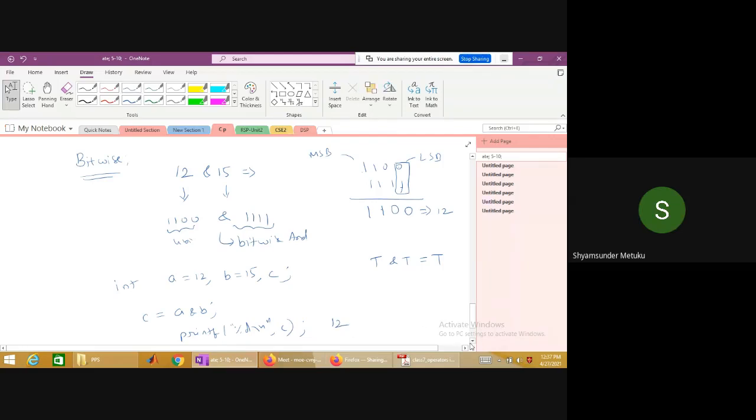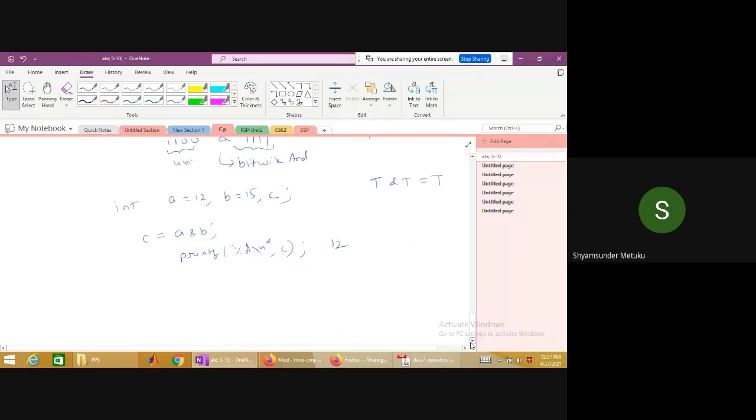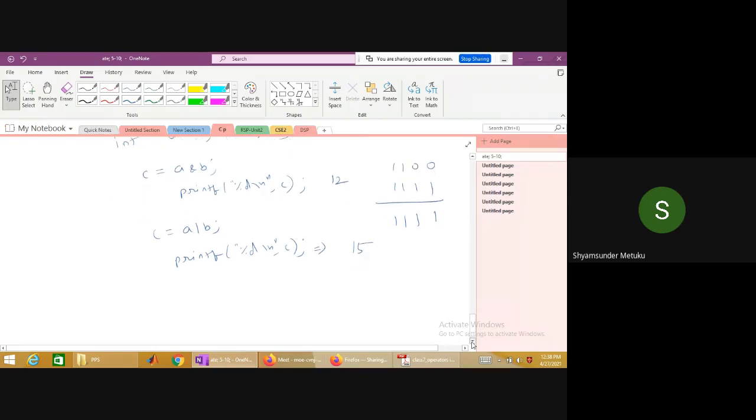Now I'm going to continue with the same one. C is equal to A or B, printf percentile D backslash N C. What is the output? 1100 and 1111, 15. 0 or 1 is 1, 0 or 1 is 1, 1 or 1 is 1, 1 or 1 is 1. So it will be 15. Correct or not? Yes, sir.